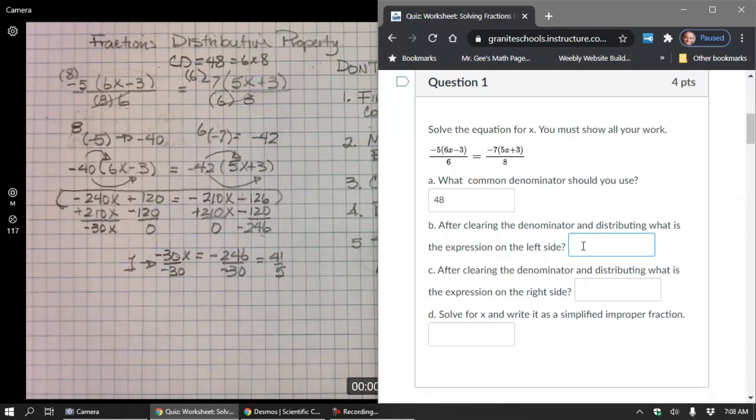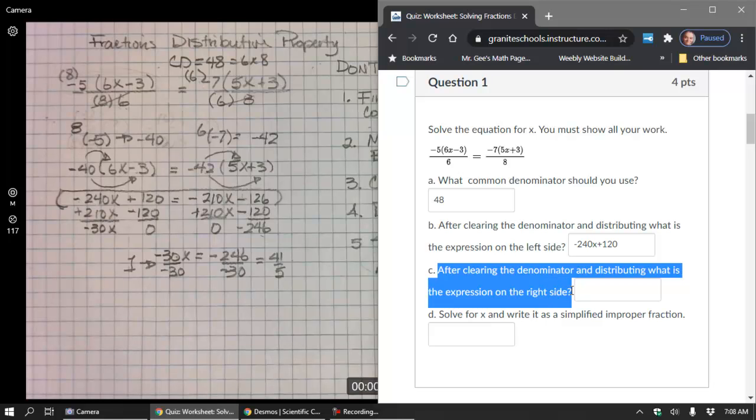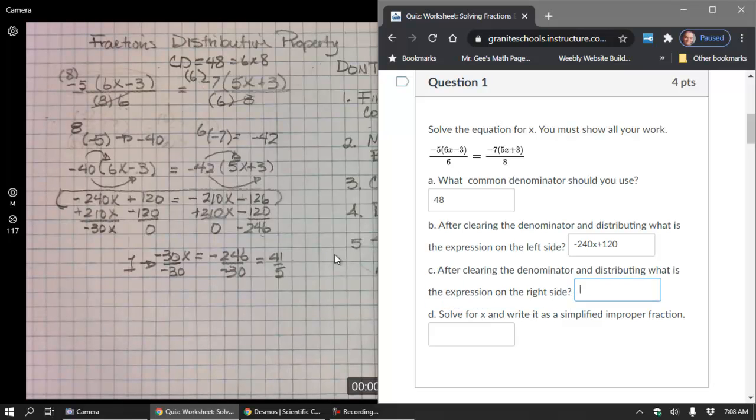So after clearing the denominator and distributing, what is the expression on the left side? Well, the left side would be a negative 240x plus 120. And then what's the expression on the right-hand side after clearing the denominator? See right here on this one. And that would be the right-hand side of negative 210x minus 126.